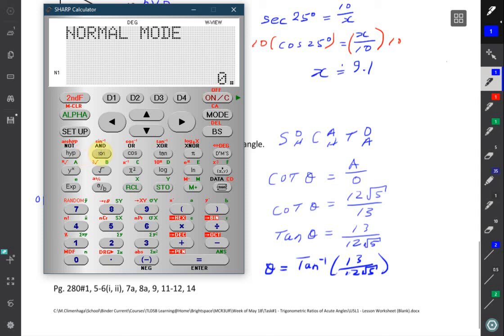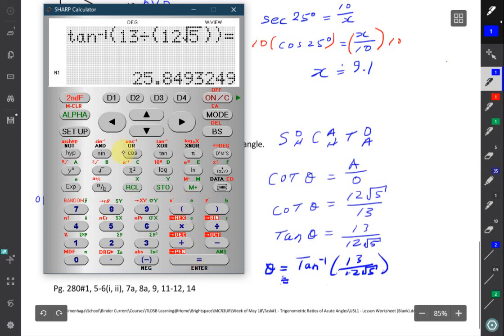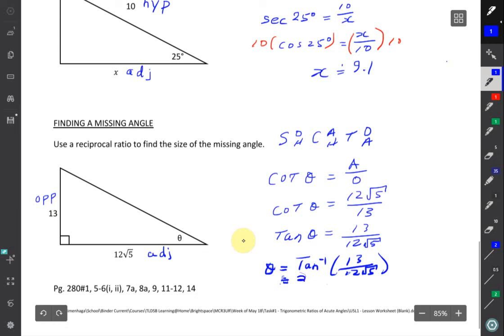On my calculator, I will do second function tan bracket 13 divided by bracket 12 root 5. Now, in some calculators, including this one, you wouldn't need the bracket. You can figure out on your calculator whether you need that extra bracket inside around the 12 root 5. It doesn't hurt to have it there. And that gives us 25.8. Now you know what you need to in order to go ahead and work on that practice.